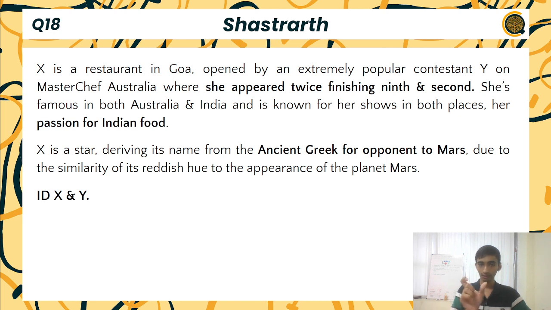So the name X is also the name of a star that derives its name from the ancient Greek for opponent to Mars due to the similarity of its reddish hue to the appearance of the planet Mars. So ID X and Y. X is the name of the restaurant and Y is whom it was opened by, who was a very popular contestant on MasterChef Australia, known for her passion for Indian food.